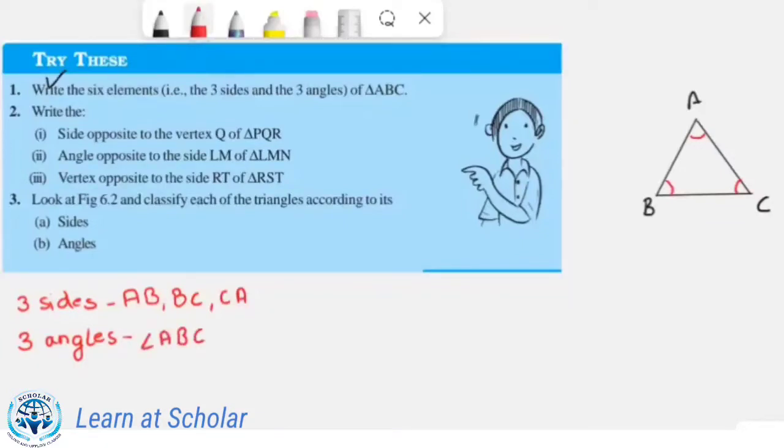So angle ABC, this one, then angle BCA, this one, and angle BAC, this one. You can see the middle one, B, C and A. That means all the three angles are covered.